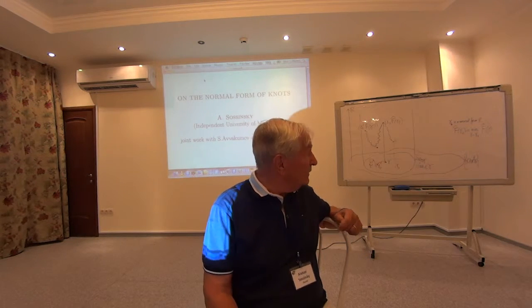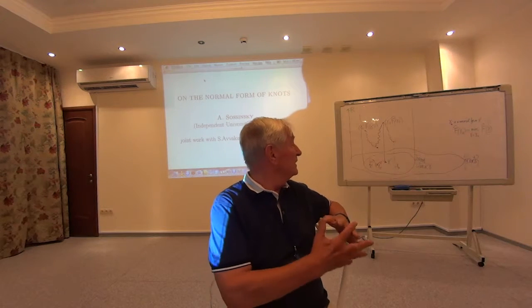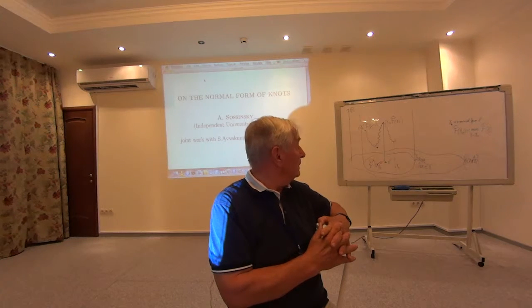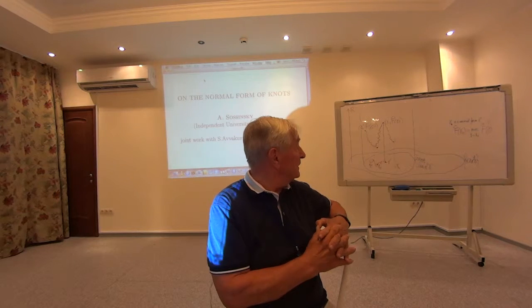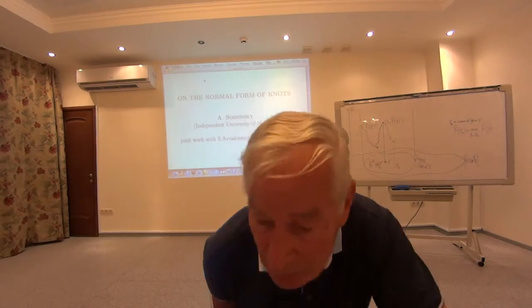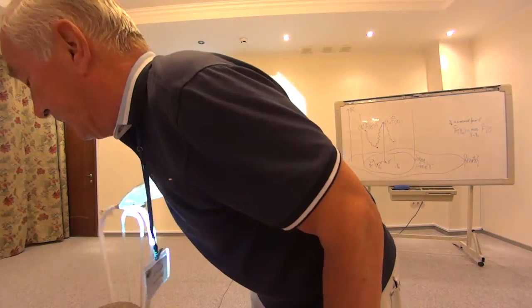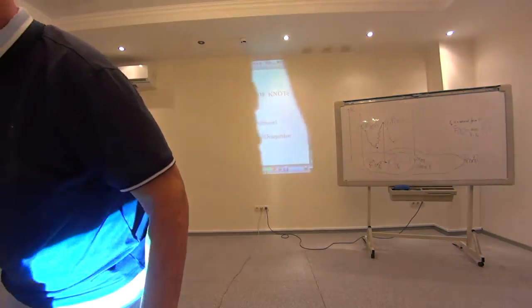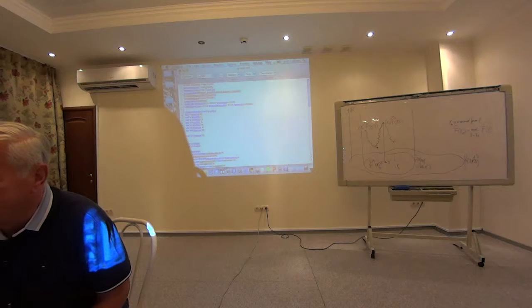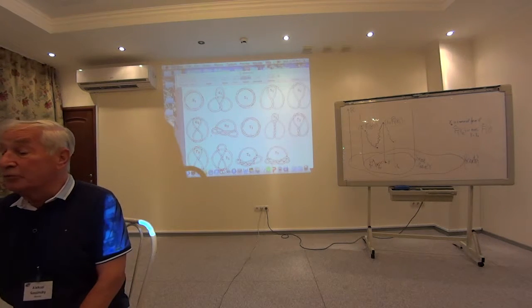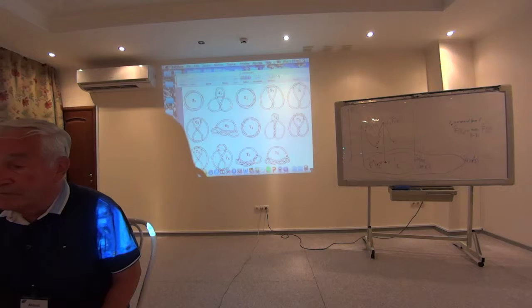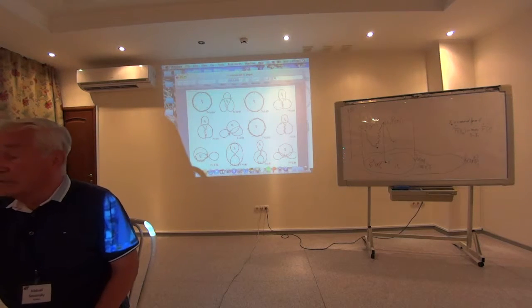Now, another good news is that the normal forms of knots obtained mathematically are very similar to the normal forms of knots obtained for wires. Now, these are normal forms of knots with seven crossings or less obtained with a wire. And these are normal forms of knots obtained mathematically.